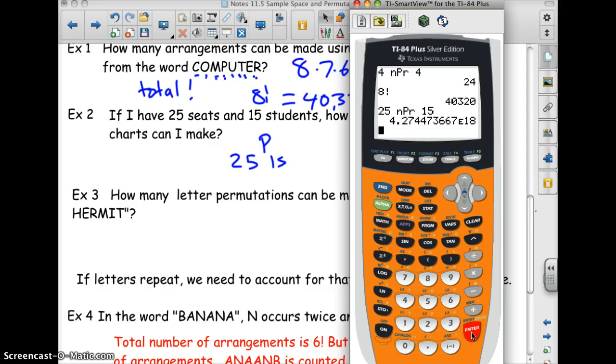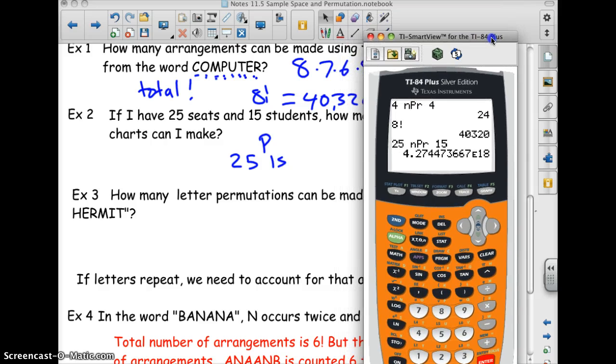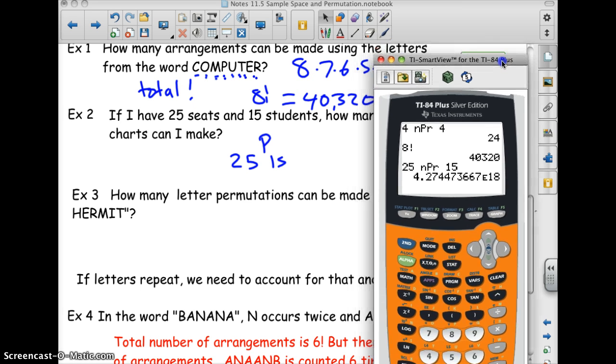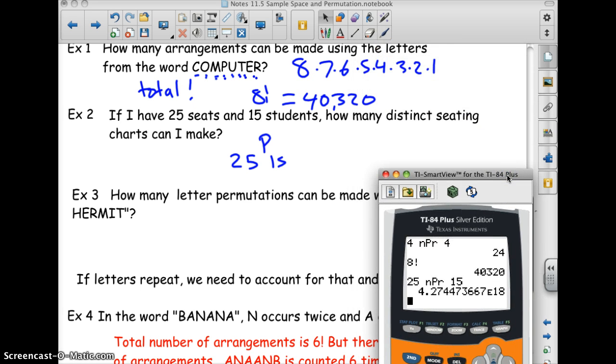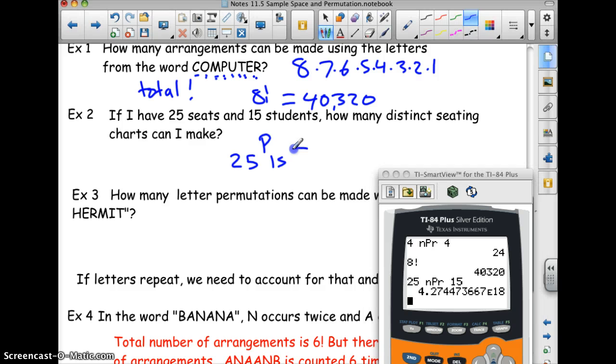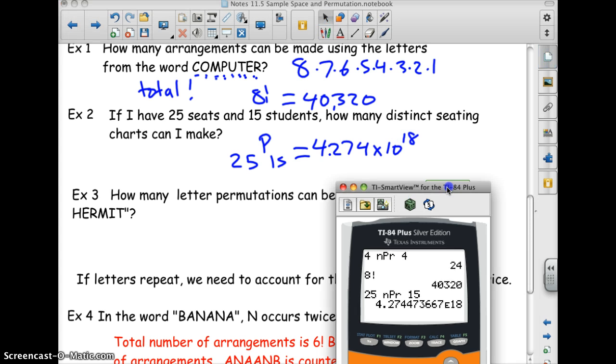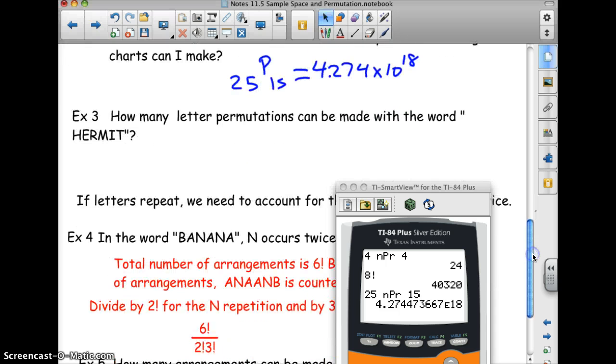All right, ooh, that big number, huh? 4.274 times 10 to the 18th. So lots of seating charts possible. If I only have 15 kids in the class, I have a lot of different ways.